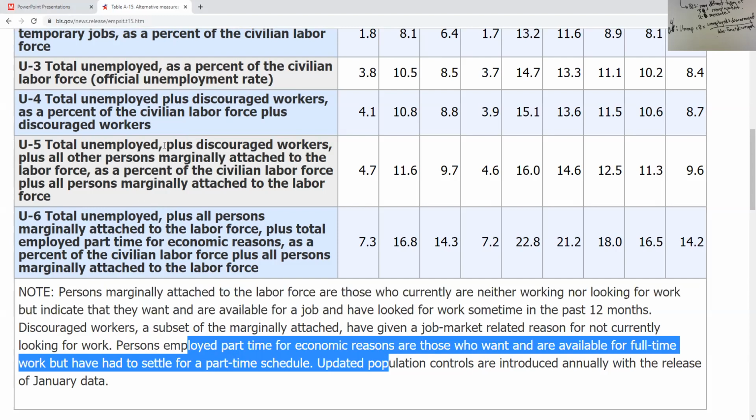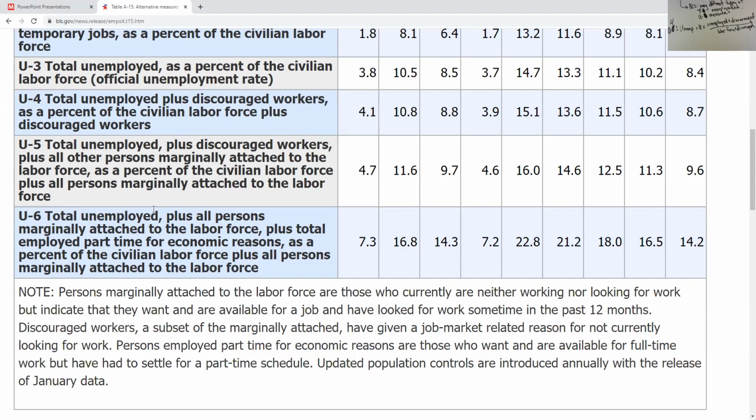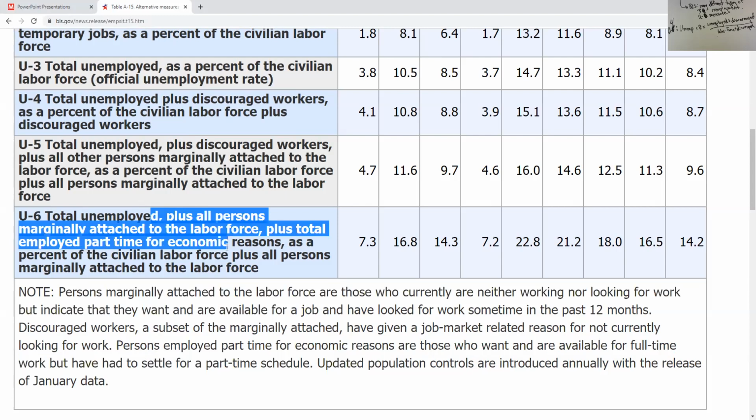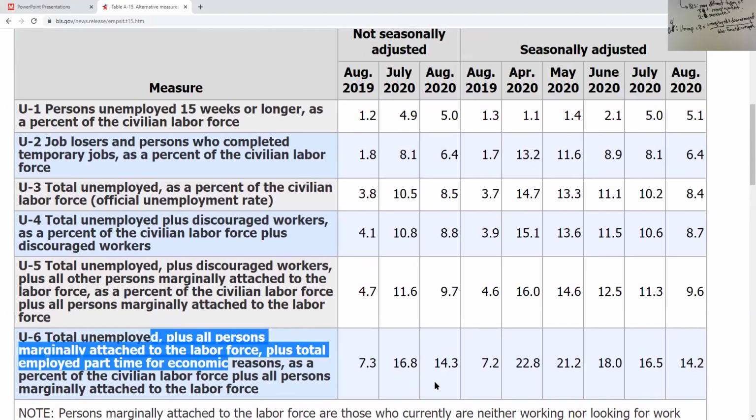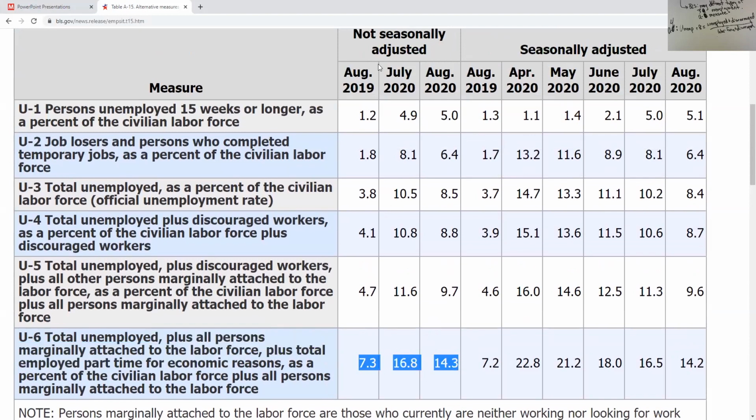And so if we wanted to include the discouraged workers and the marginally attached workers and the part-time workers, then we start to get a very different impression of unemployment. It was 3.8 in August. It was actually 7.3 if we include all those extra people. It jumped to 10.5 in August. And this says it actually jumped to almost 17 in August.